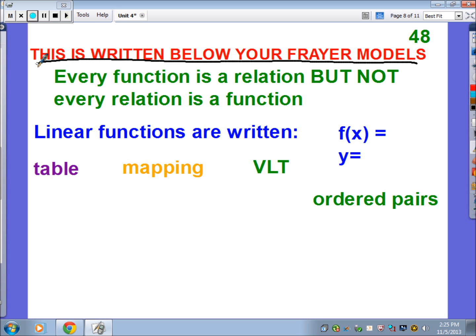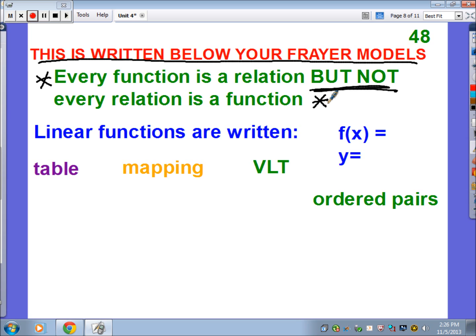The first thing is, every function is a relation, but not every relation is a function. It's very important. I can explain it to you another way. Every boy is a human, but not every human is a boy. You saw that we talked about a specific type of human, but it doesn't work in the reverse. Just like every function is a relation, but not every relation is a function.